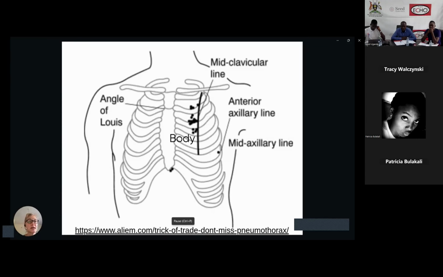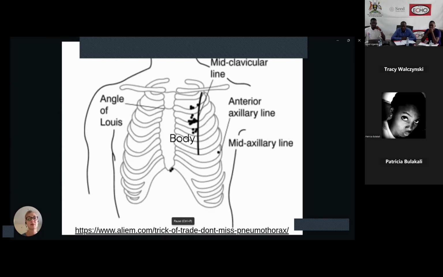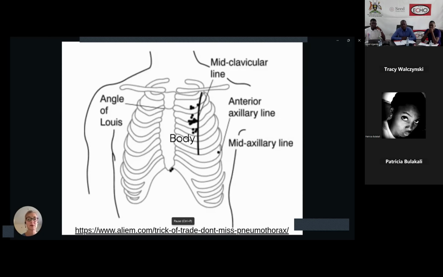So this puts you at risk of hitting structures like the internal mammary artery and causing a hemothorax as well as hitting other mediastinal structures. So it's very important to know to palpate out your landmarks. We'll go through this again in a moment.